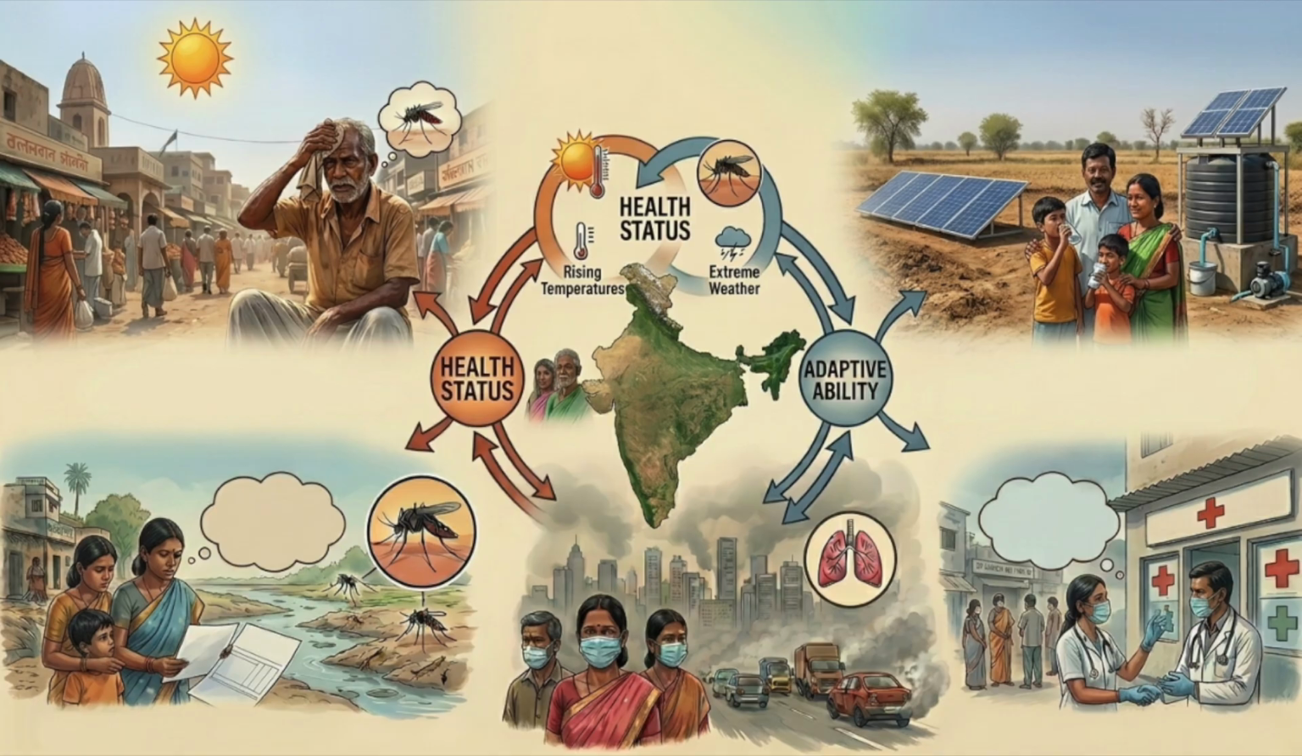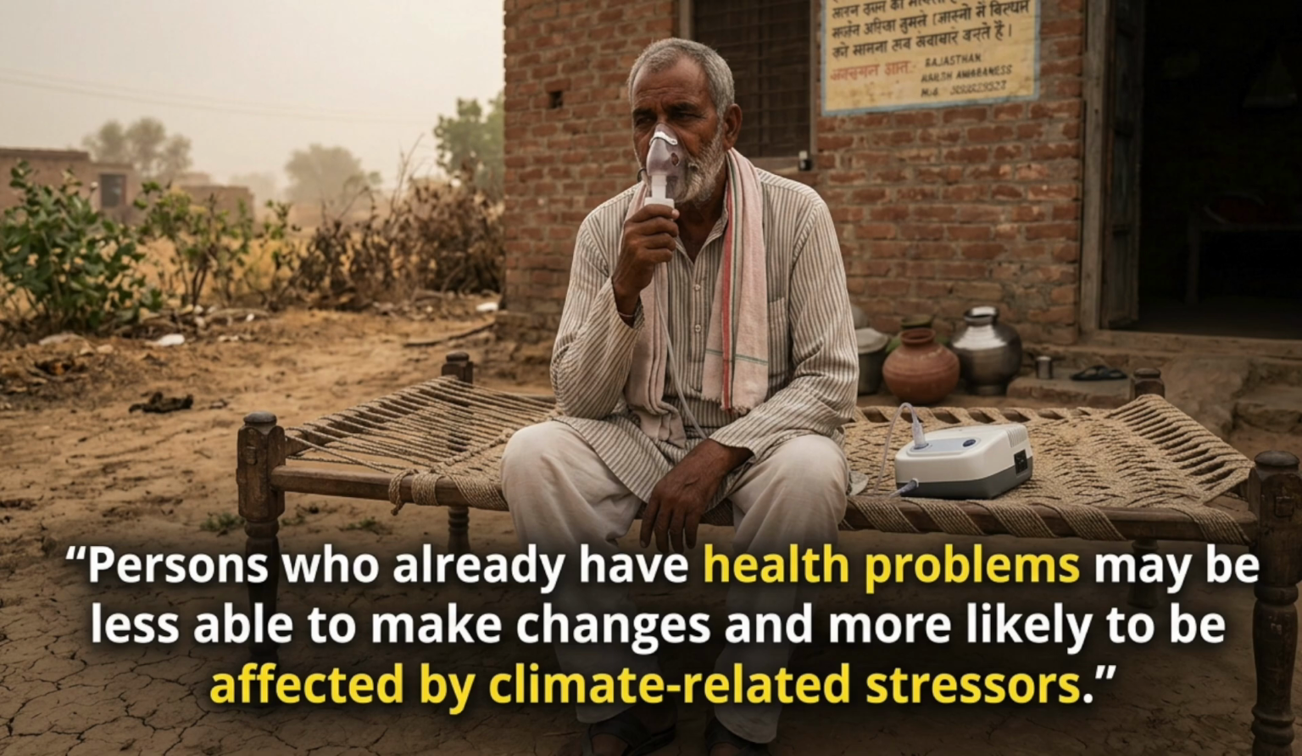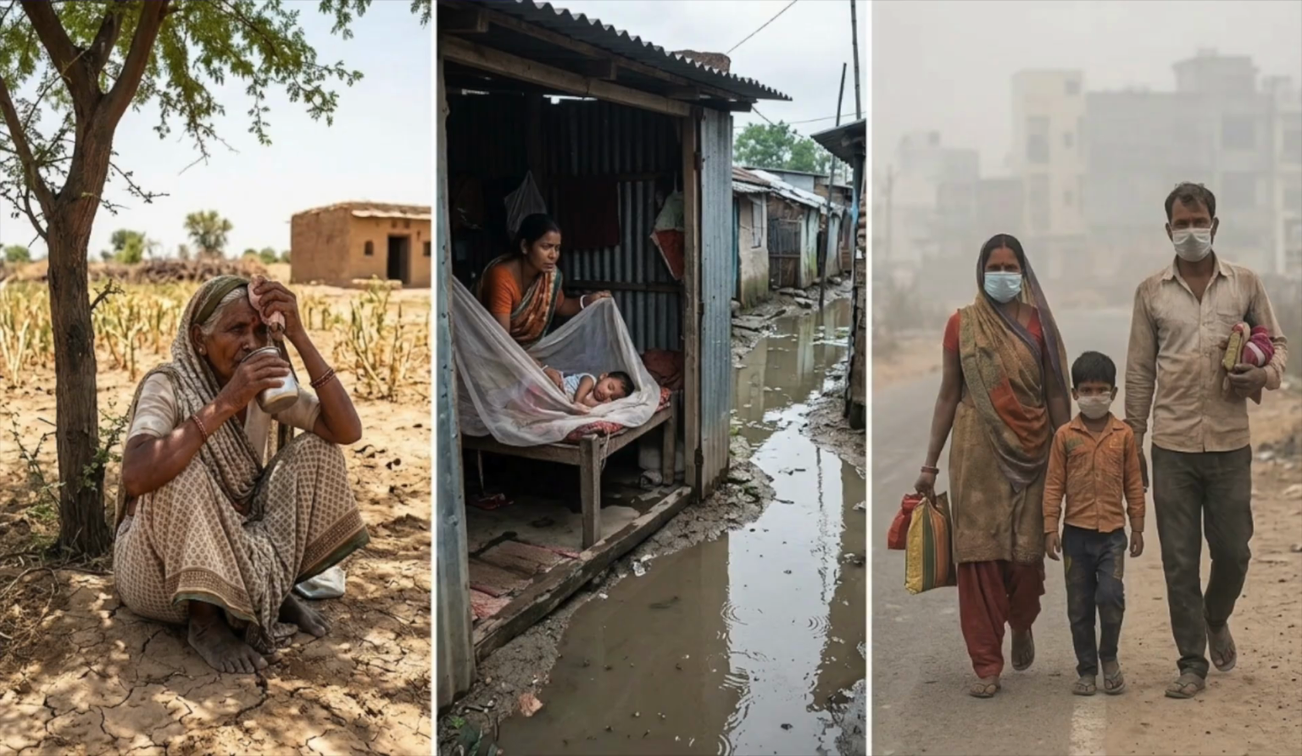Research shows that health status can both affect and be affected by adaptive ability. For example, persons who already have health problems may be less able to make changes and more likely to be affected by climate-related stressors. Differences in access to health care based on location and income level mean that adaptation capacity varies greatly within a country. Rural, remote and marginalized urban groups often face the highest combined climate and health risk.